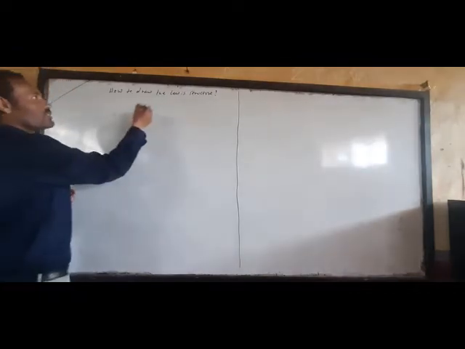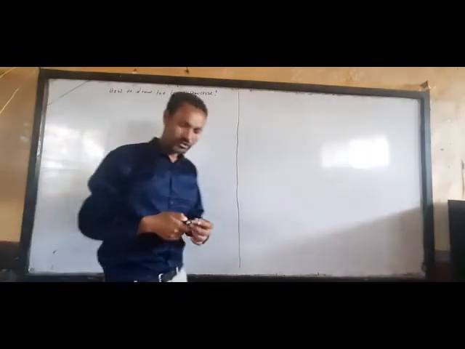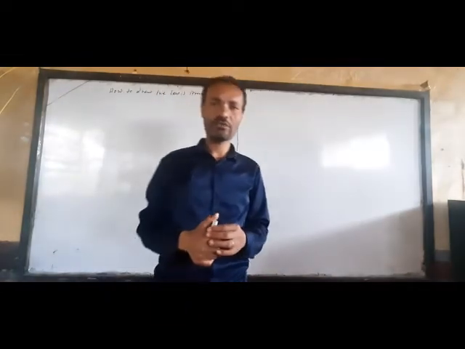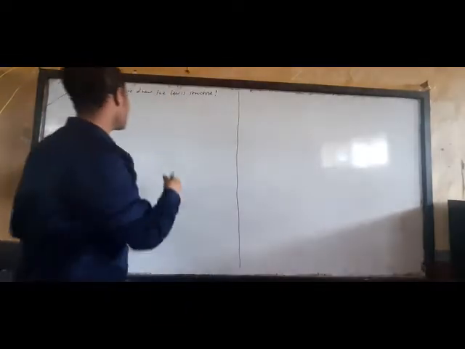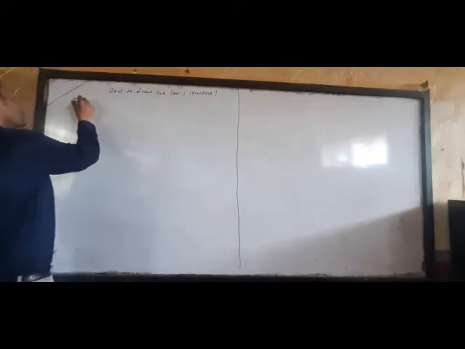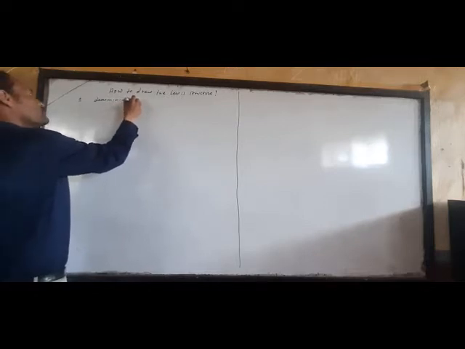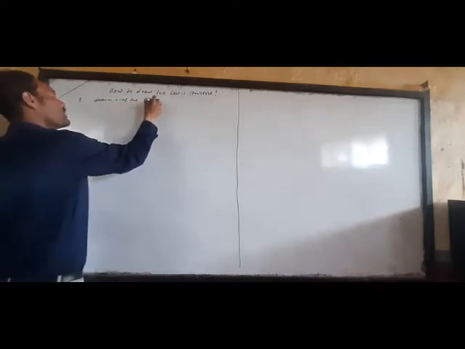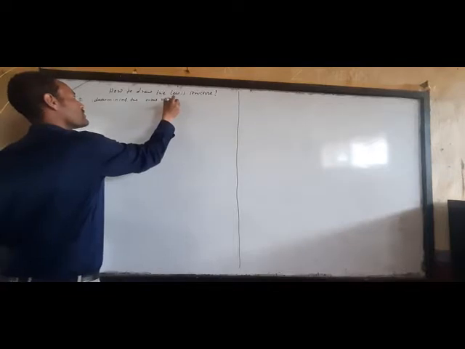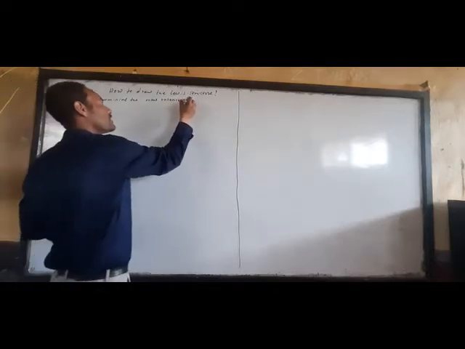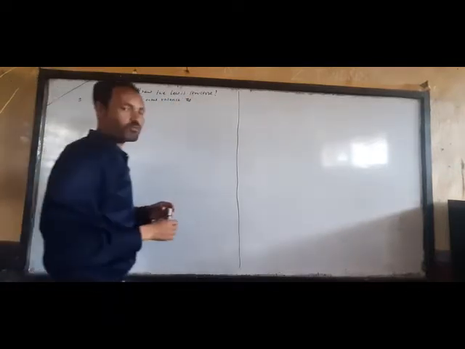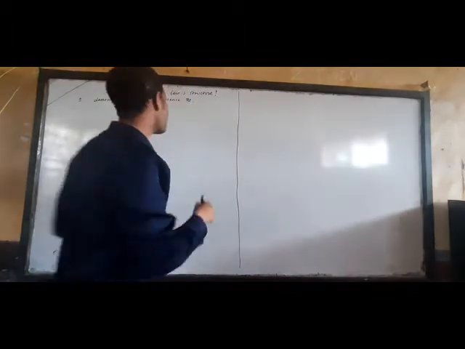So to draw the Lewis structure of covalent molecules, there are certain steps that we should follow. The first step is determining the total valence electrons of the molecule. This is the first step.